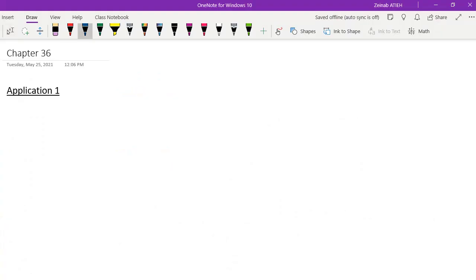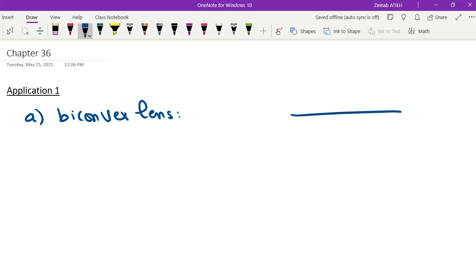So application 1, part A, we have a biconvex lens. A biconvex lens is a convergent lens. So f must have a positive value. When we find f, it must be positive. Let's draw a biconvex lens. This is a biconvex lens. It has this shape. This is R1, this is R2. I'll take R1 10, R2 15.